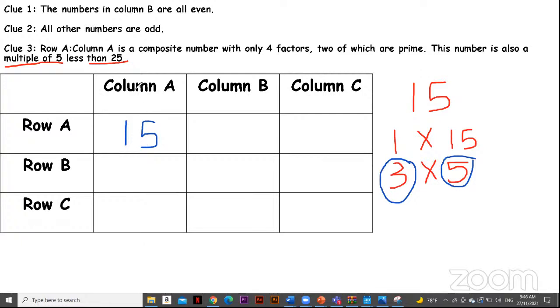All right. So if 15 is in row A, column A, what is in row A, column B? Will it be an even number? Because all the numbers in column B have to be even. And if so, what is that number? Now, guys, you're doing brilliant so far.